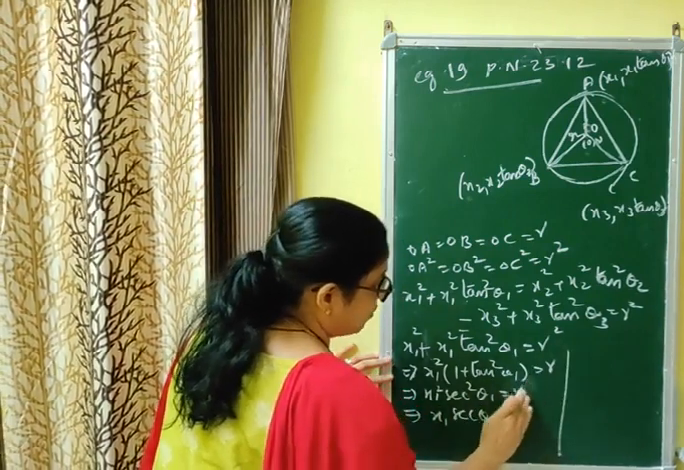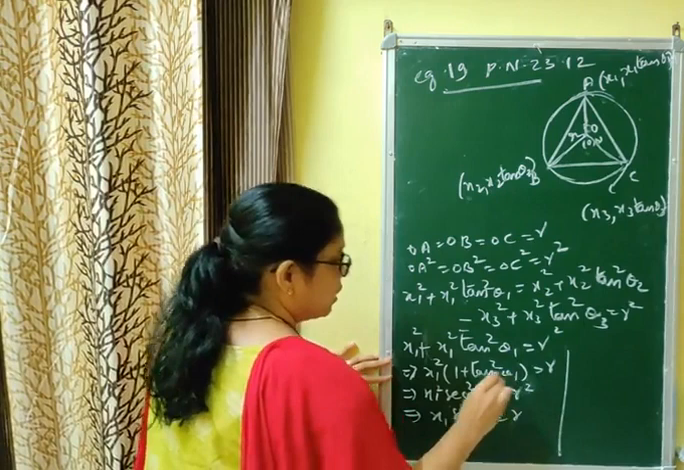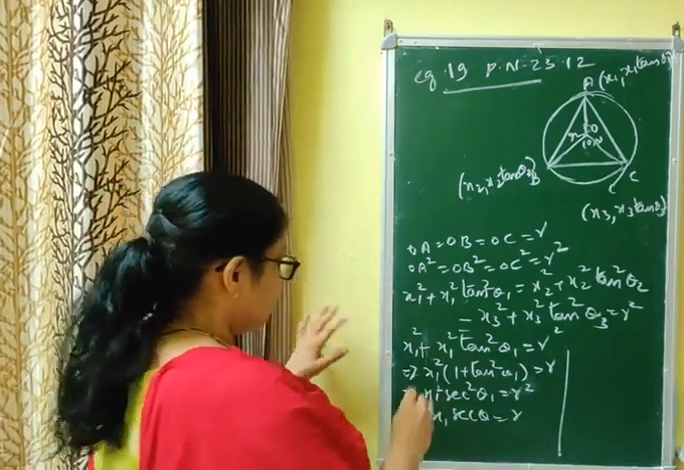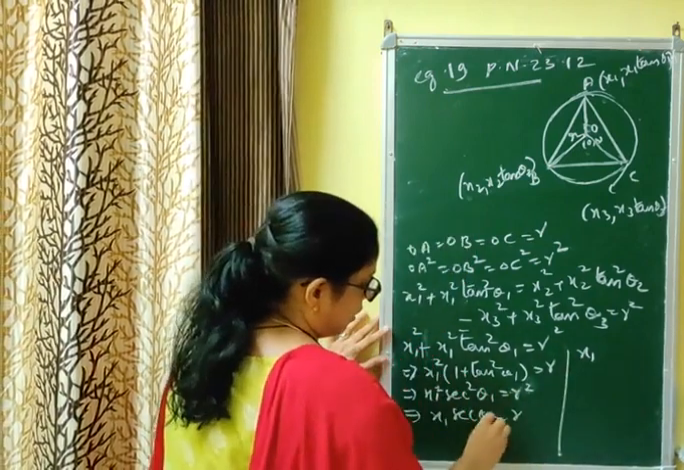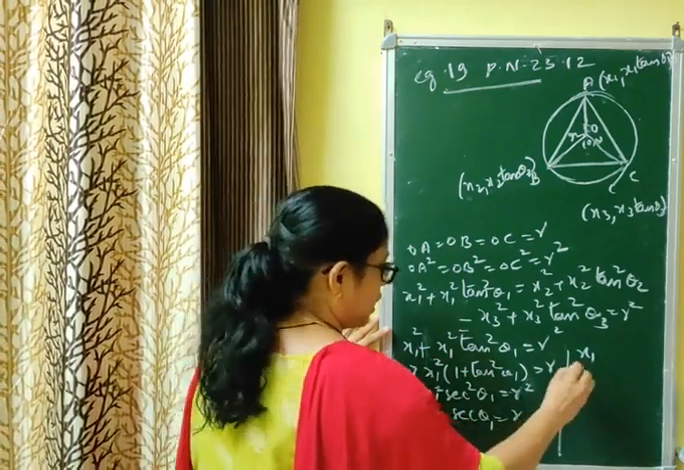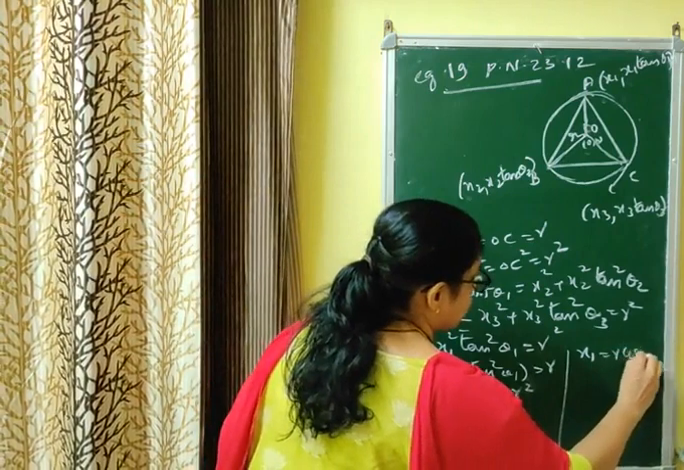Understand each and every step carefully, because this question is a little bit difficult. If you are not able to do it, you can leave it, but I suggest do it. Now x1 sec theta 1, which is x1 by cos theta 1, equal to r, implies x1 equal to r cos theta 1.